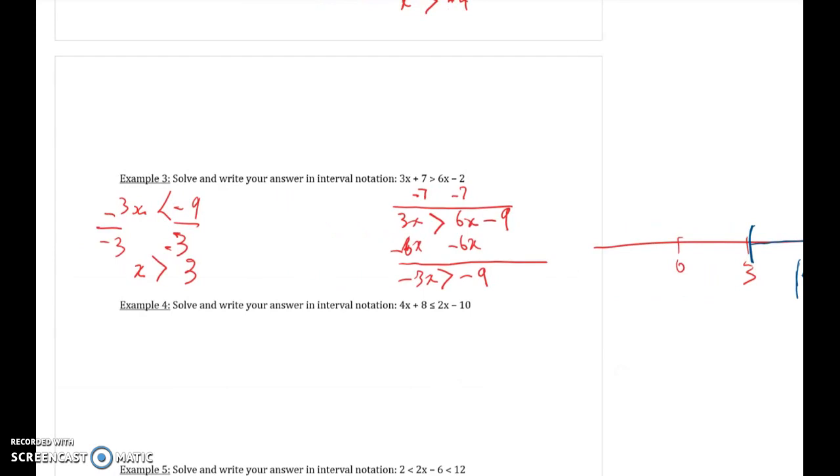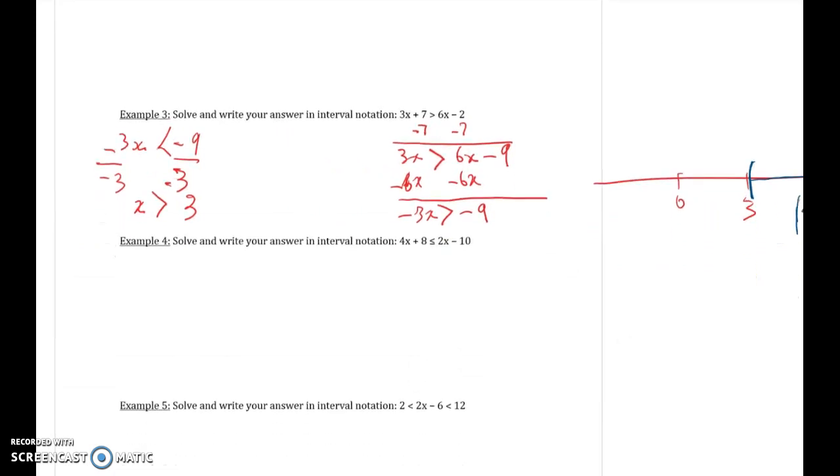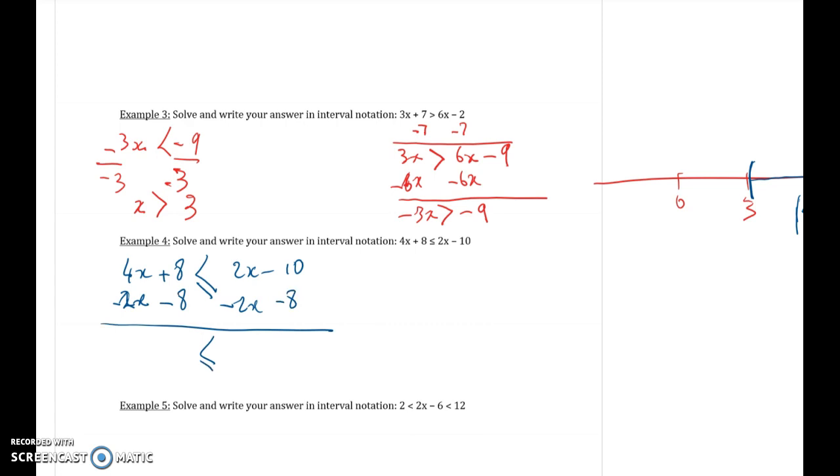Let's start to work out example number 4 together. In example number 4, we got 4x plus 8 less than or equal to 2x minus 10. So I'm going to subtract 2x, and I'm going to subtract 8. I'm subtracting, so I don't flip my symbol.